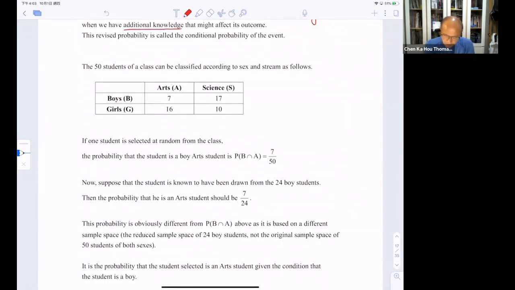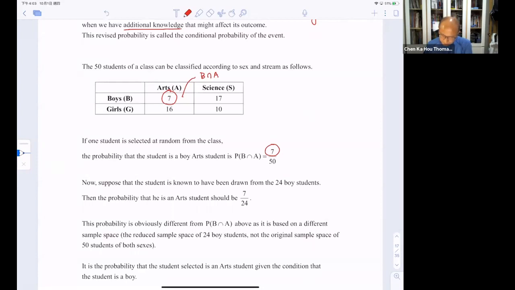There are 50 students in a class. This is a table to show the distribution of their gender and also their stream. If you choose only one student, what is the probability the student is a boy art student? Boys art, so the 7 comes from here. This number represents boy and art. So the probability is 7 over 50. 50 is the total number of students there. Are you clear?